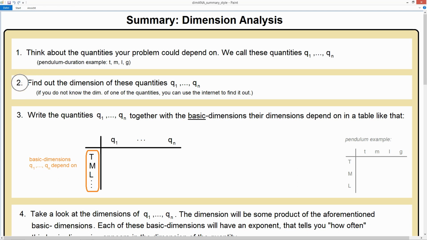The second step is to find out the dimension of the quantities Q1 to Qn. If you do not know the dimension of one of these quantities, you can use the internet to find it out.